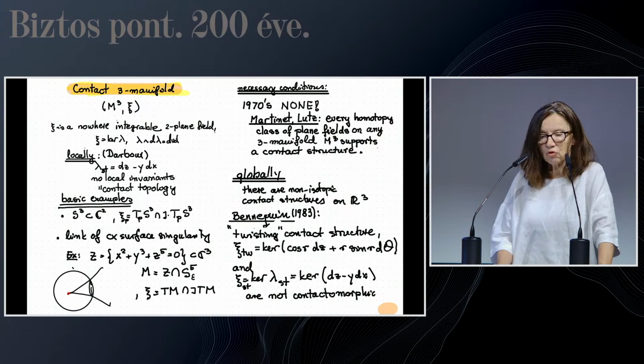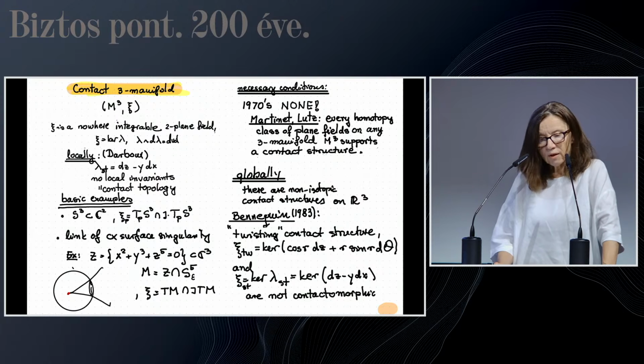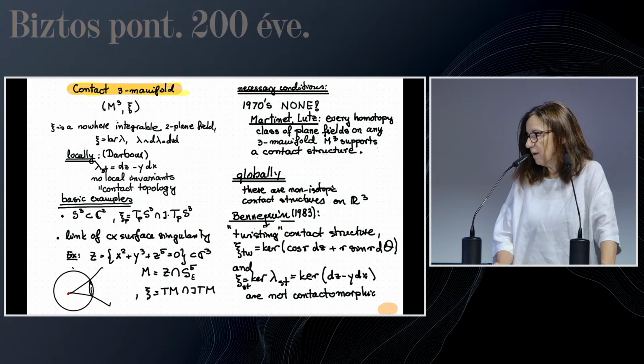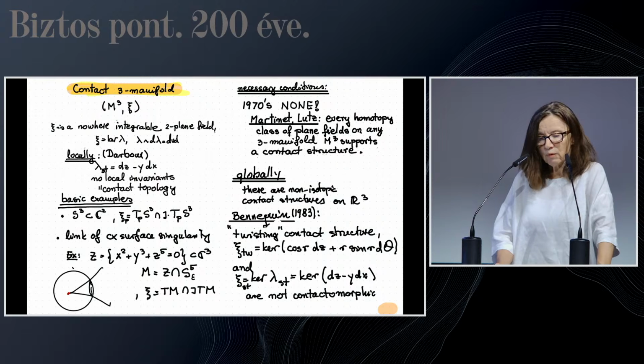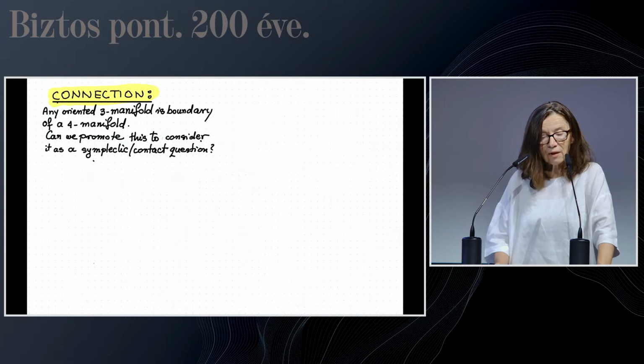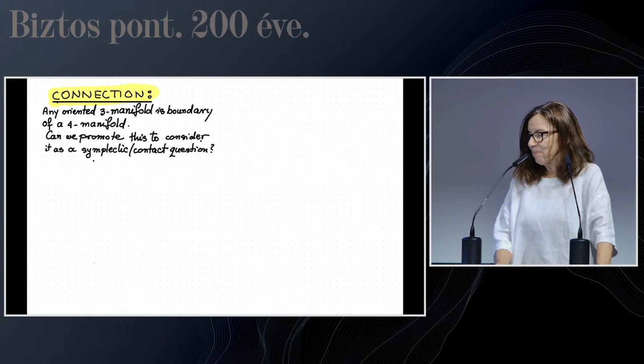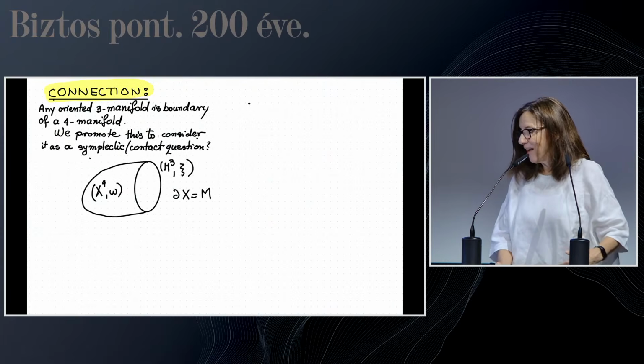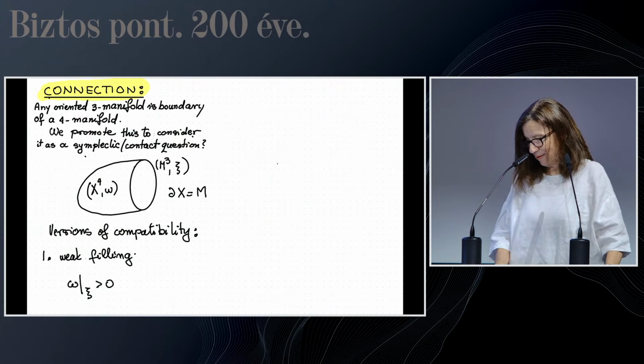Because there are non-isotopic contact structures on R^3, which was proved in 1983 by Bennequin by looking at these 2 contact structures that I put down here: the standard one at the bottom and the one that is twisting around the radial axis by the 1-form described over there. If you didn't see this before, I don't have a picture. I don't know how that happened, but I don't.